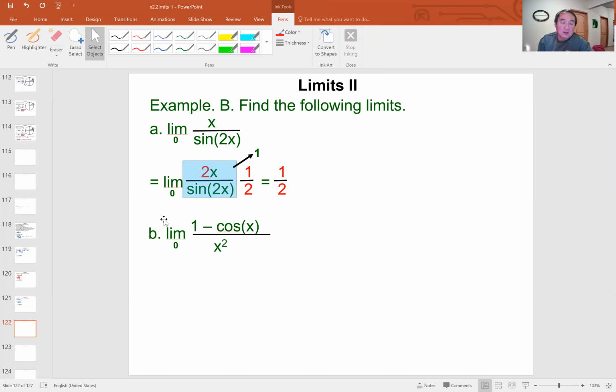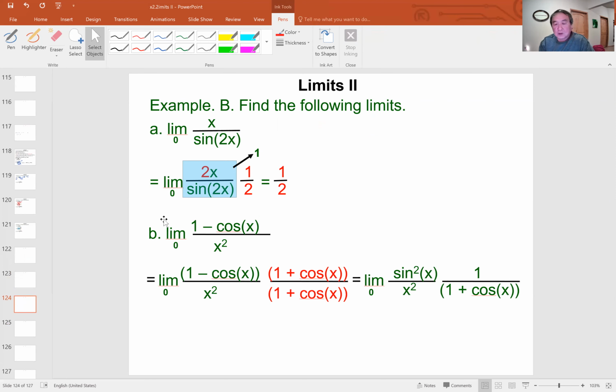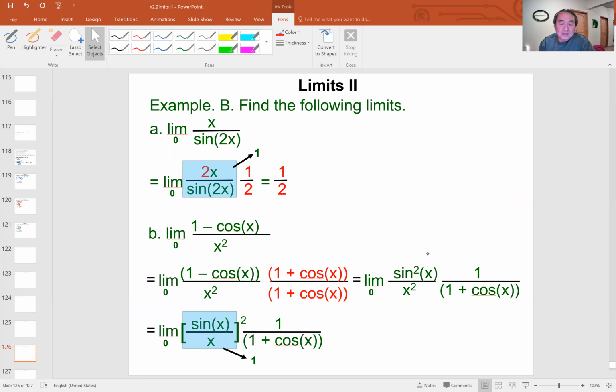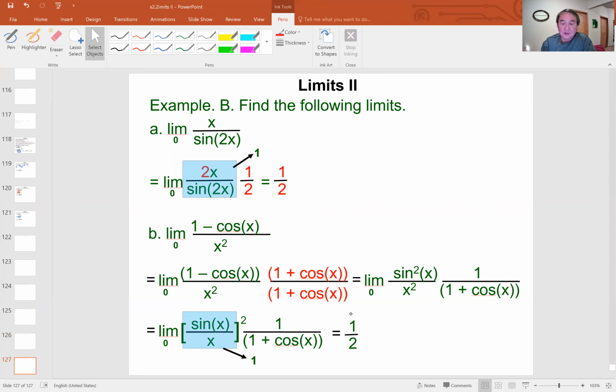For this one, we multiply by the conjugate, using the conjugate trick, and then we obtain sine x over x, squared, over x squared, and that sine x over x, as x goes to 0, goes to 1. The square of 1 is 1. For this other part, when x is 0, cosine 0 is 1. So on the right hand side, that's 1/2. So the whole thing collapses to 1/2.